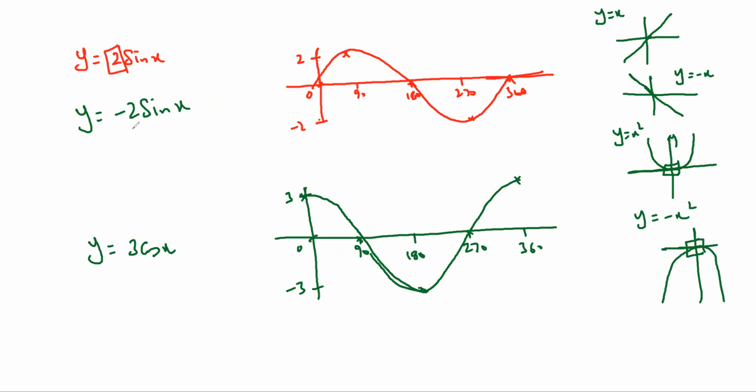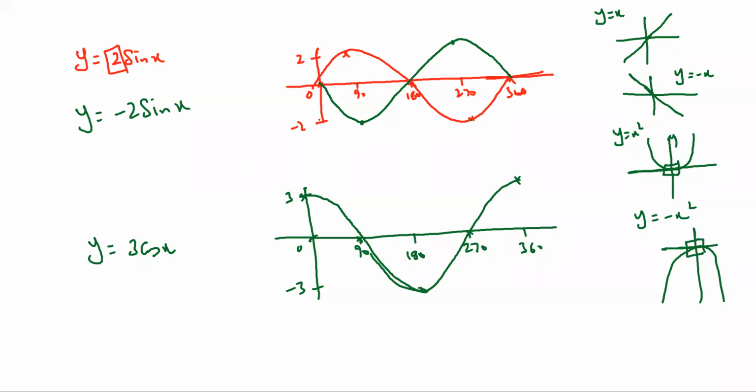So for y is equal to minus 2 sine x, if at 90 you have the maximum point, for minus 2 sine x at 90, you will have the minimum point. And this minimum point will now be the maximum point. So you will revert the graph. So this graph would look like this. The green one is the graph for y is equal to minus 2 sine x.